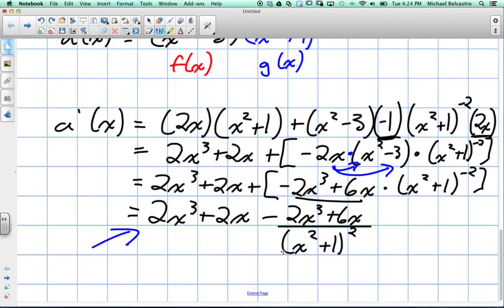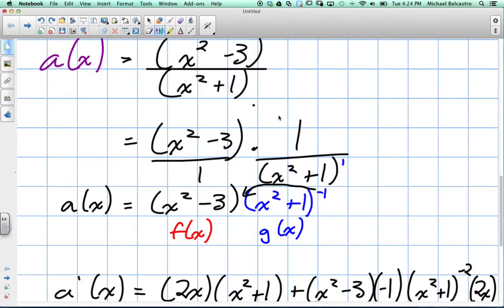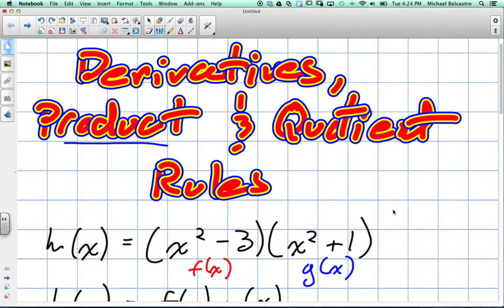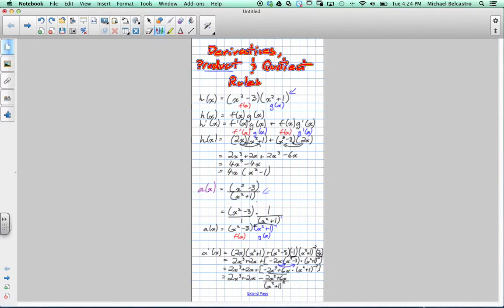And there's a lot more we can do with simplifying, but the whole idea here is we can technically turn any quotient function like we had here into really a product and chain rule by just making it into a product instead. Does that make sense? Yeah. Okay, good.